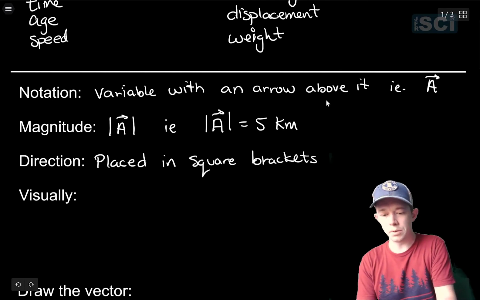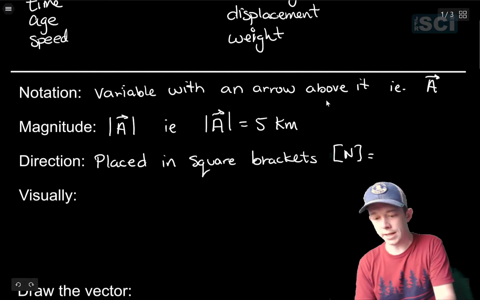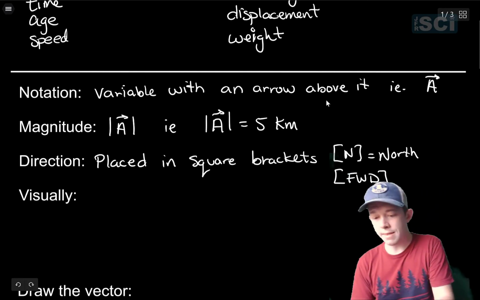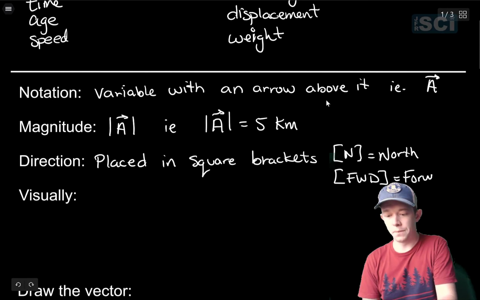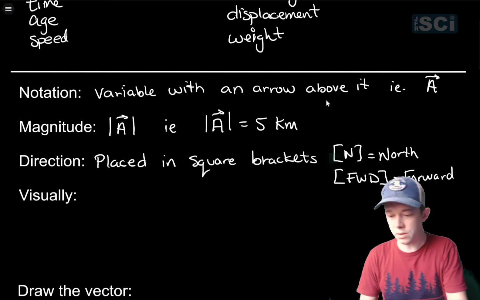So if I wanted to talk about the north direction, I would say N and put it inside a square bracket. So that means north. What if I wanted to say forward? I might write it FWD just as a short form, and that means forward. Okay? Visually, now what does a vector look like?